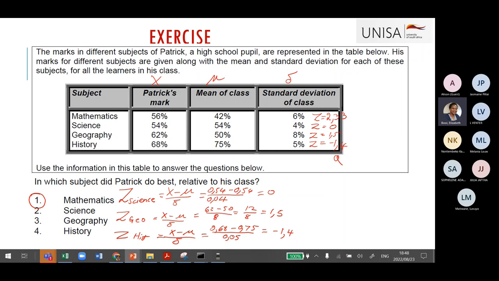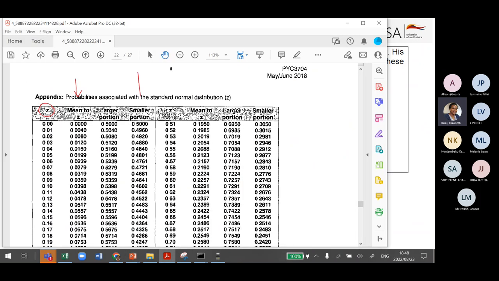We need to add zero at the end, so 1.4. So it means we need to go to the table. We need to look for the smaller portion. We need to look on the Z values. We are looking for 1.4. And sometimes it can be 1.40, depending on your table.